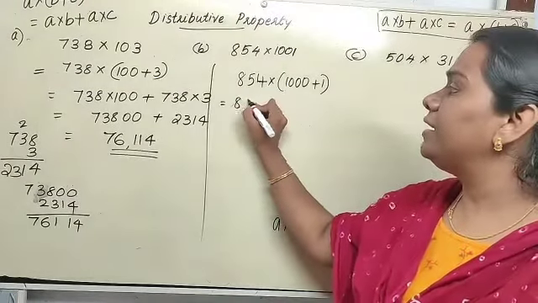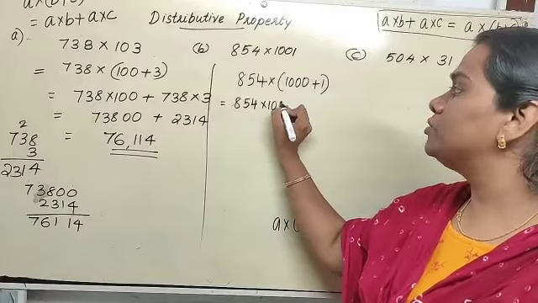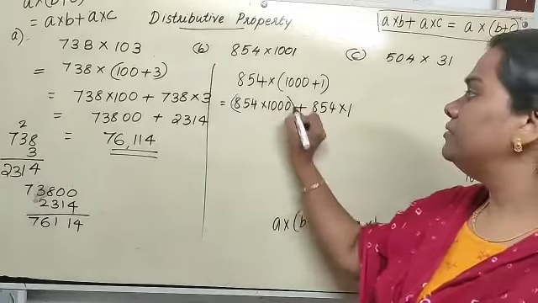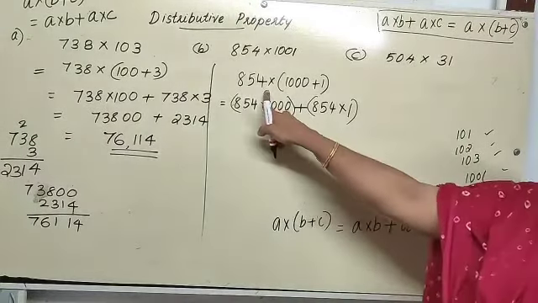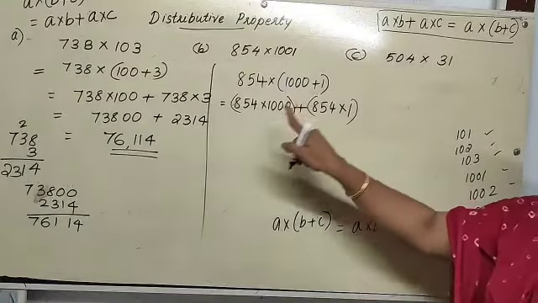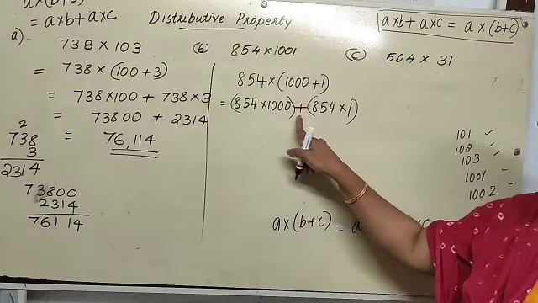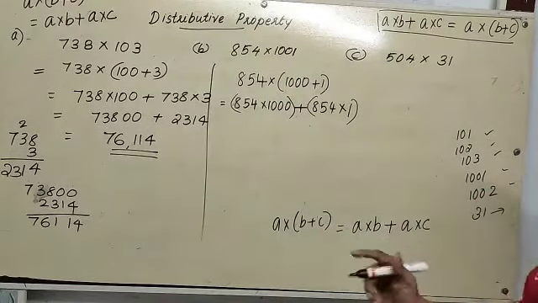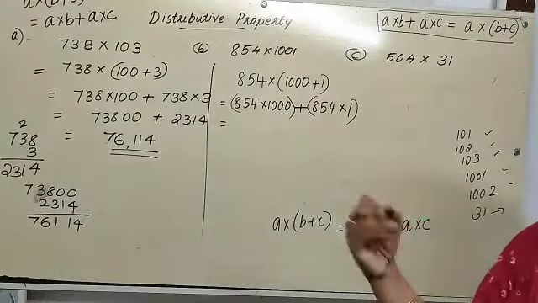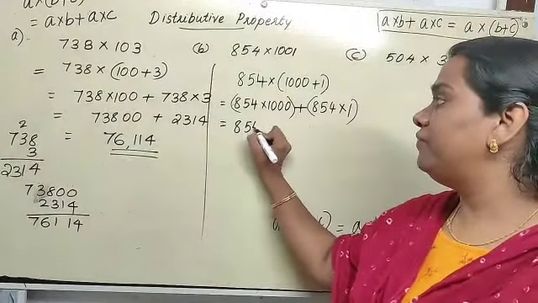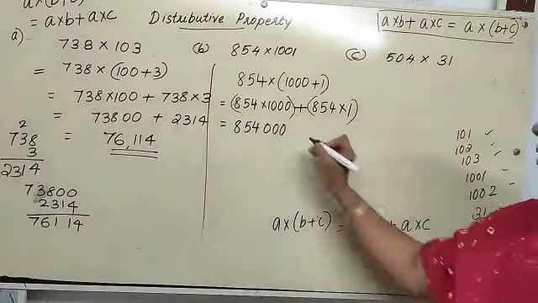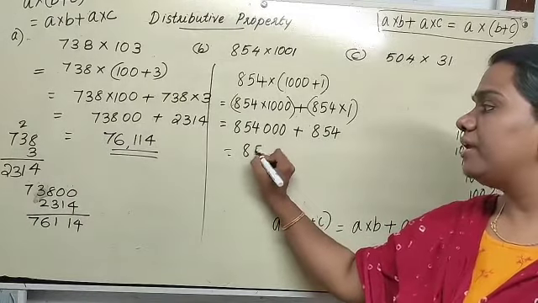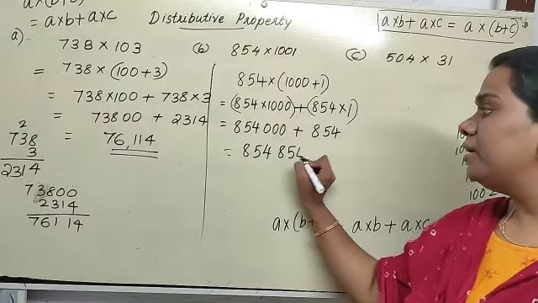This one we can write: 854 into 1000 plus 854 into 1. Okay, please study this very well. 854 into 1001 we can write as 1000 plus 1. Then 854 into 1000 plus 854 into 1. You may feel some difficulty, no problem. We will study this after doing 2-3 questions. Then 854 into 1000, that means 3 zeros, plus 854 into 1, that is 854. We can add these numbers, then what we get? 854, then one more time 854.